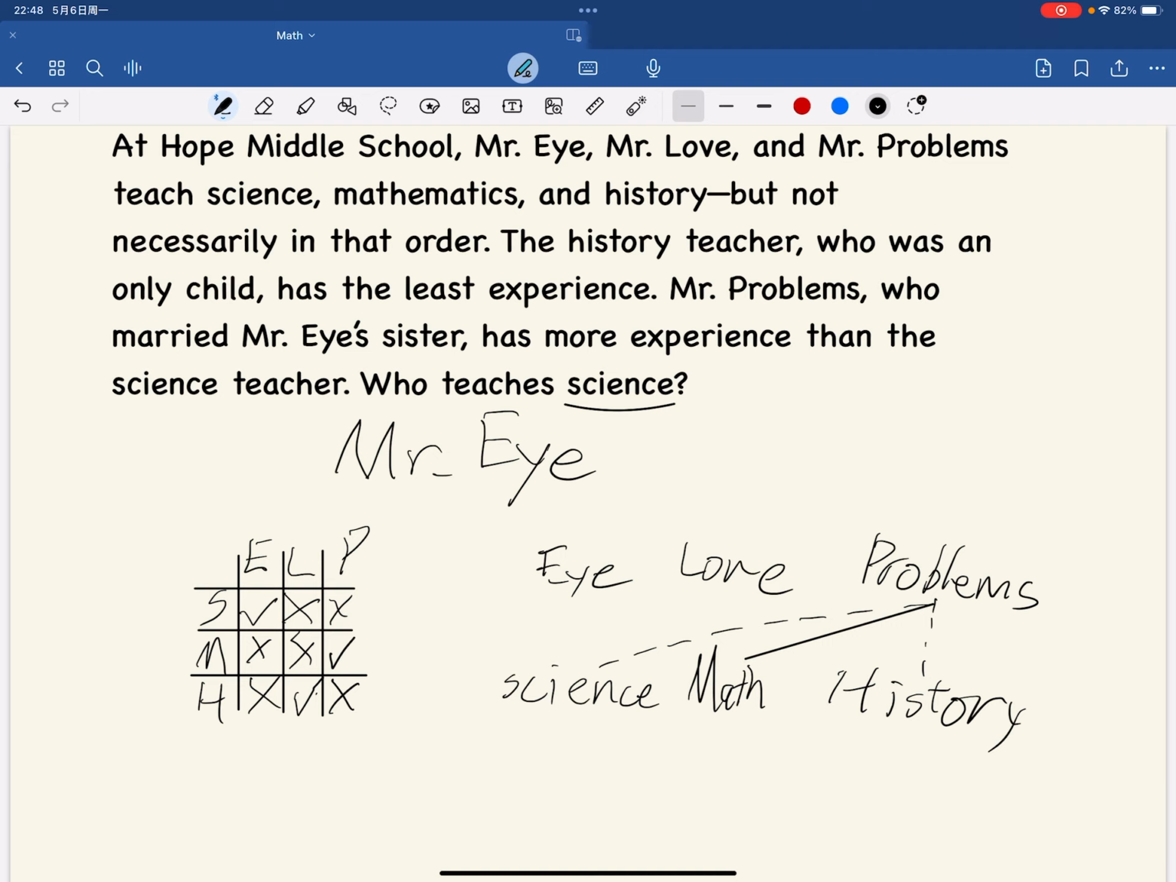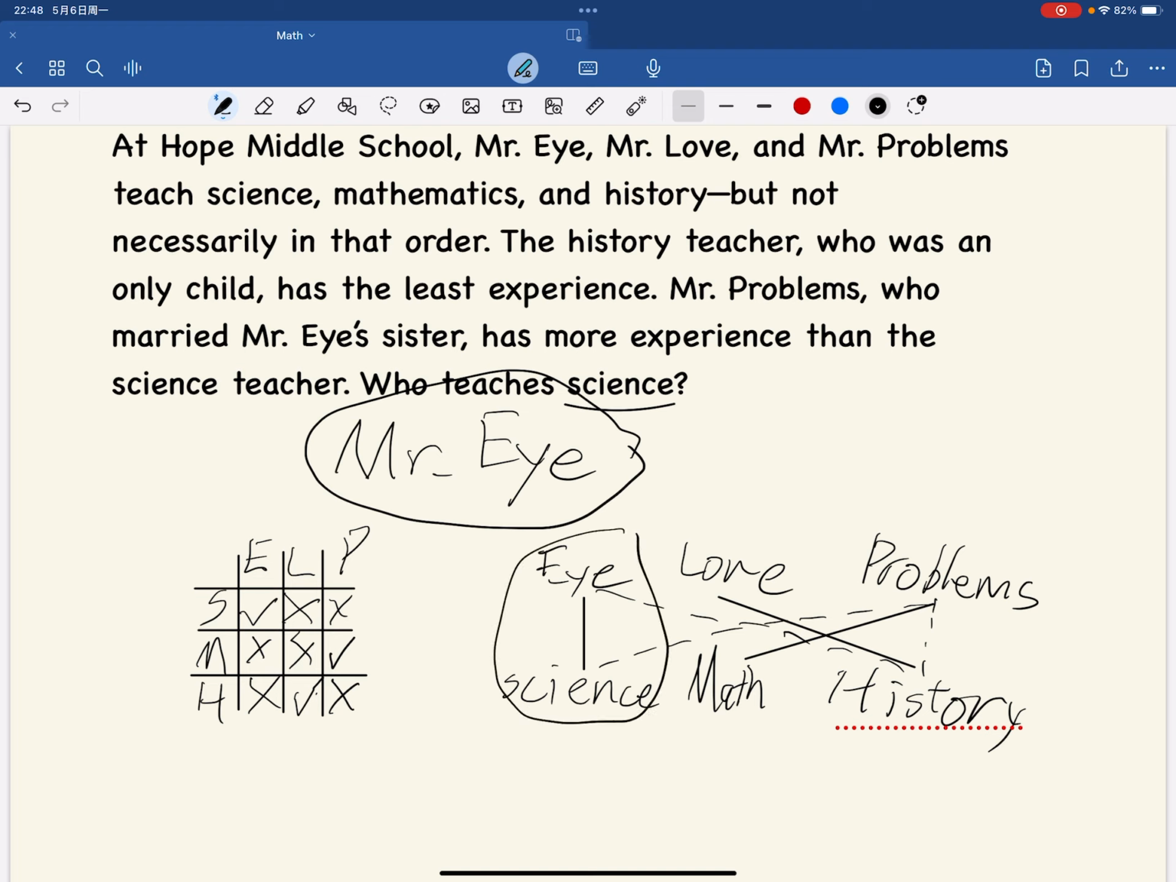And now, it also says that the history teacher was an only child and Mr. I has a sister. So Mr. I is not the history teacher. So that makes him the science teacher. And now Mr. Love only has one option left, and that's history teacher. So we draw a solid line to the history teacher. And once again, it asks for who teaches science, so we still get the same answer, Mr. I, since there's a solid line here to science.